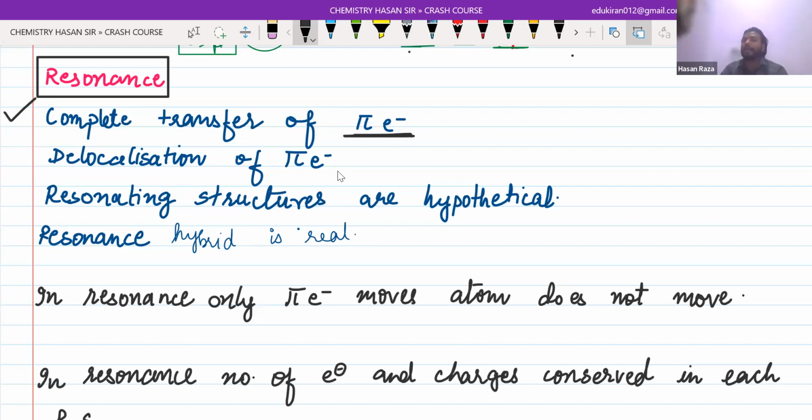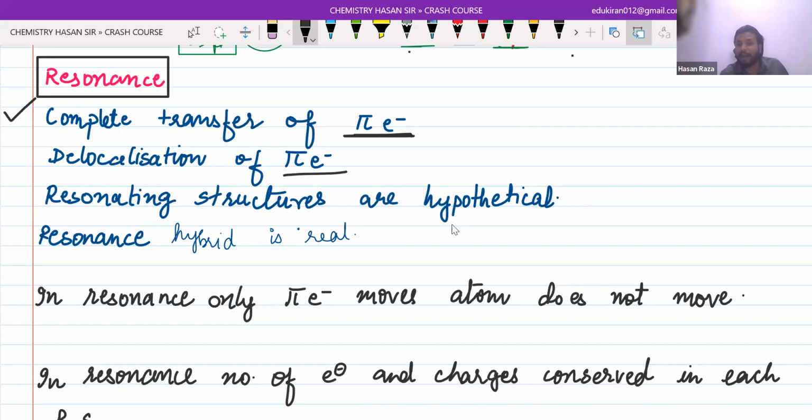That is also called delocalization of pi electron. Pi electron will move from one place to another place according to the situation. That depends upon the conjugation. We will talk about conjugation as well. And due to this delocalization of pi electron, there are resonating structures. A molecule can have different or more resonating structures.